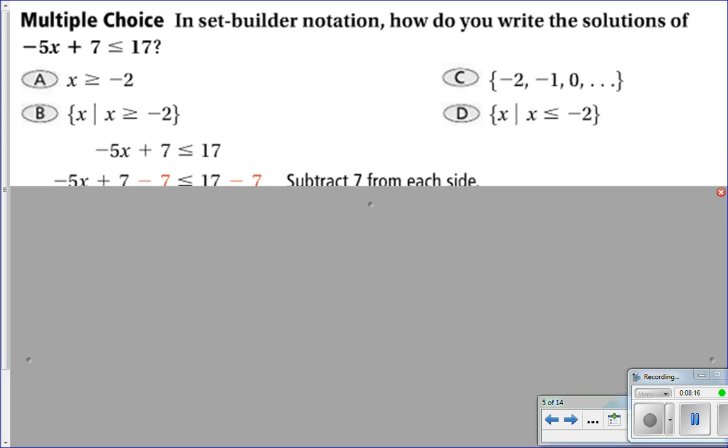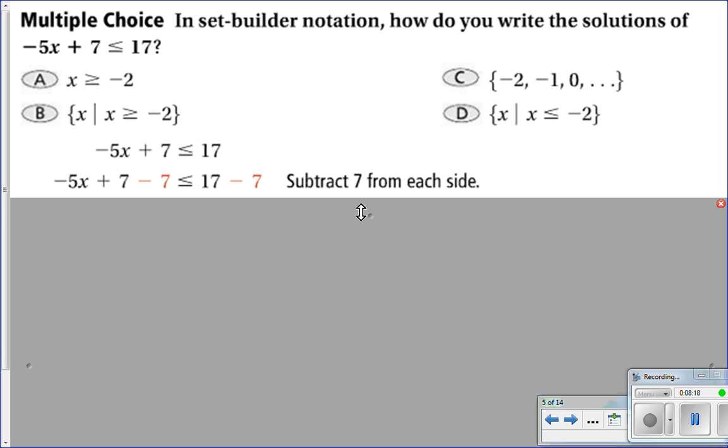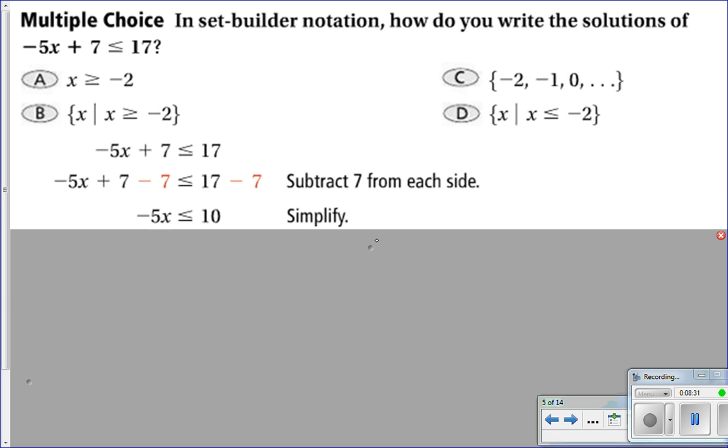So let's look at this together. The first thing I need to do is subtract 7 from both sides. I need to solve this just like I would solve a multi-step inequality. I subtract 7 from both sides, and I get 17 minus 7, that equals 10. If I simplify, those cancel out, and I'm left with negative 5x. Negative 5x is less than or equal to 10.